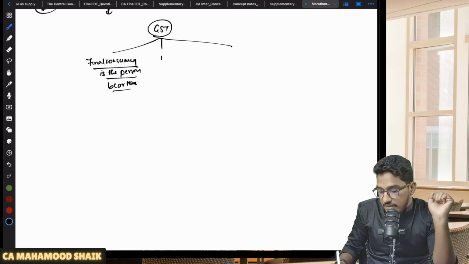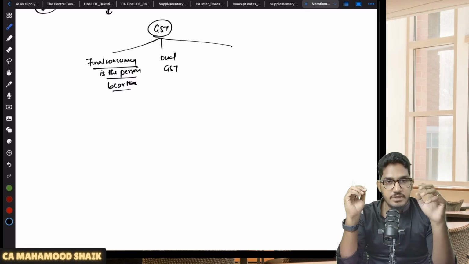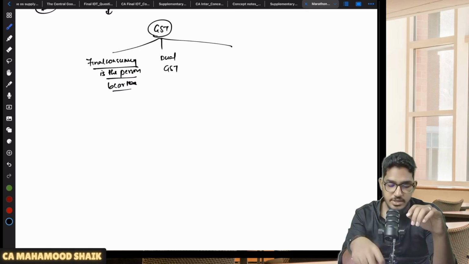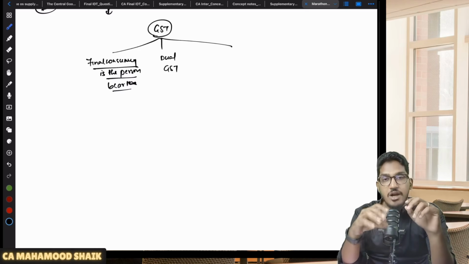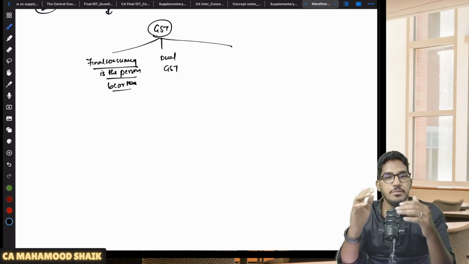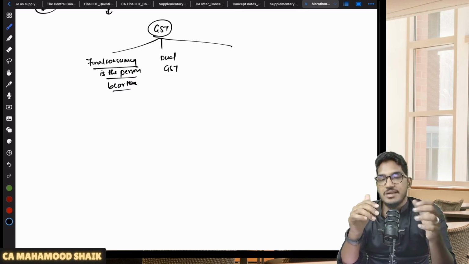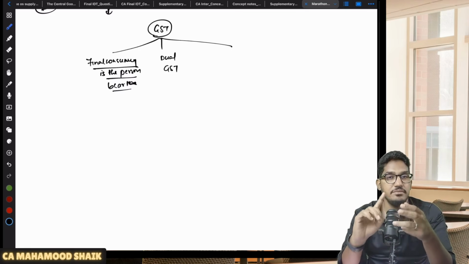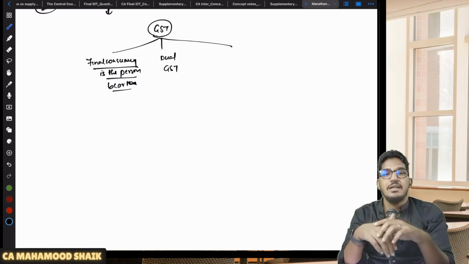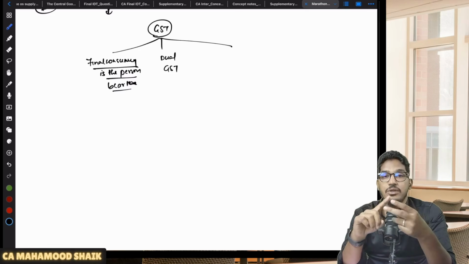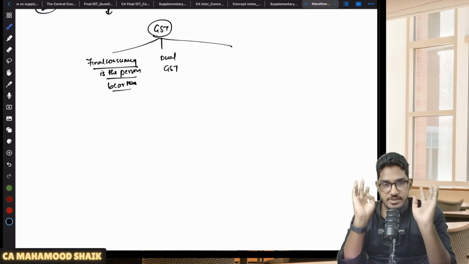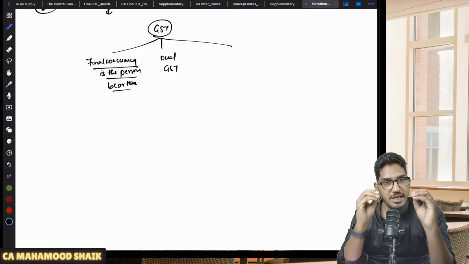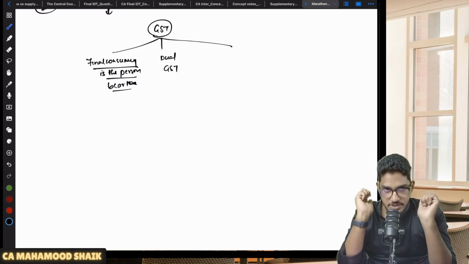Number two, in India, we have something called the dual GST model. The model of GST which has been implemented in India is the dual GST model. Sir, what is the dual GST model? Dual GST model means such a GST model where both the central government and state government collectively will have the right to tax a transaction. Both the central government and state government will have the collective power to impose GST.